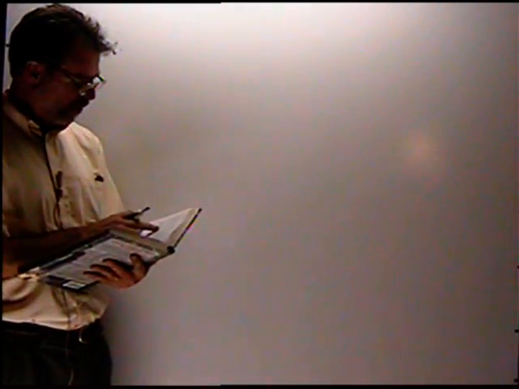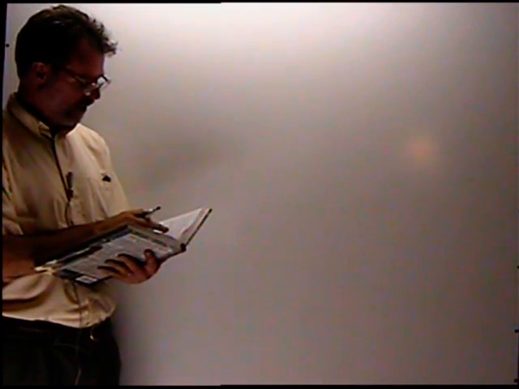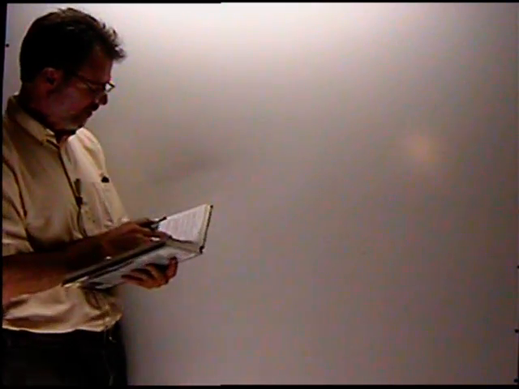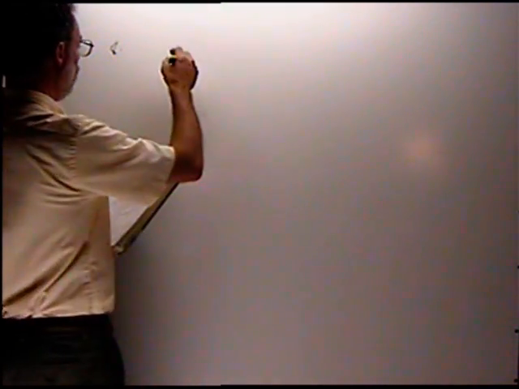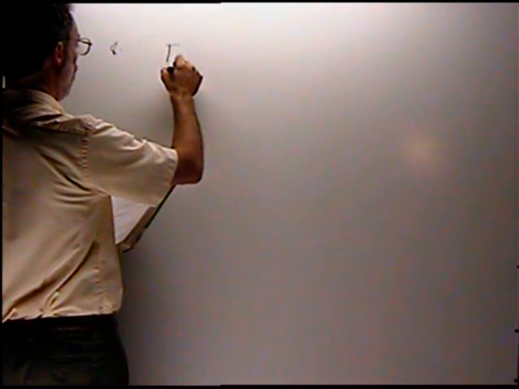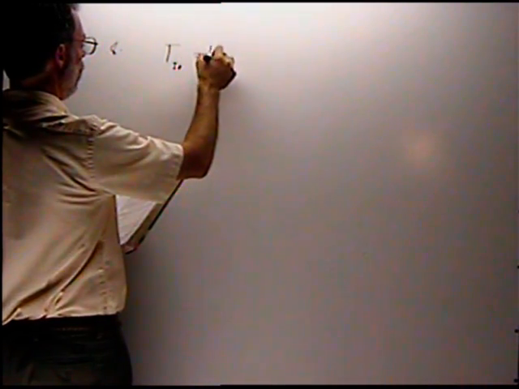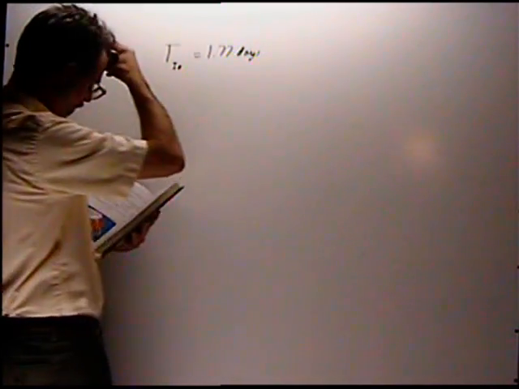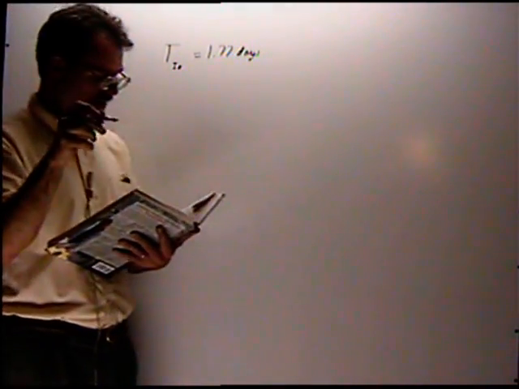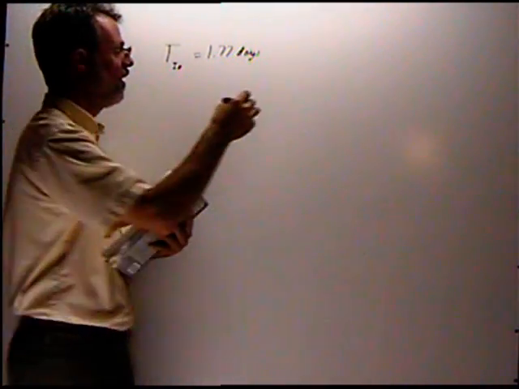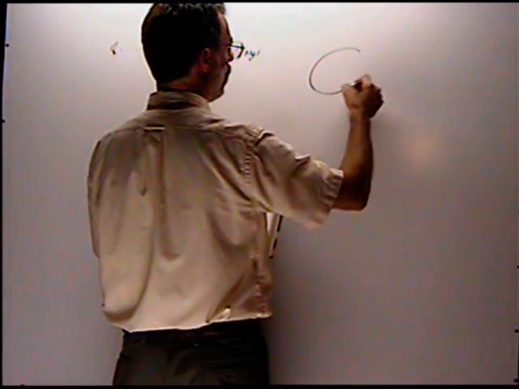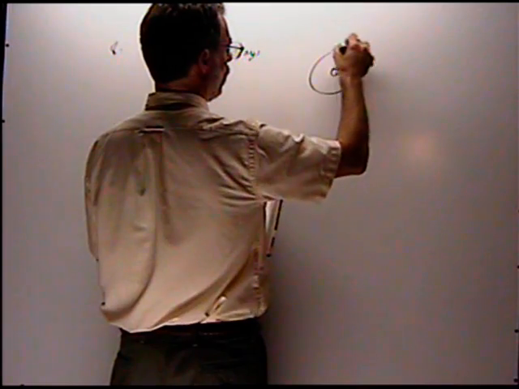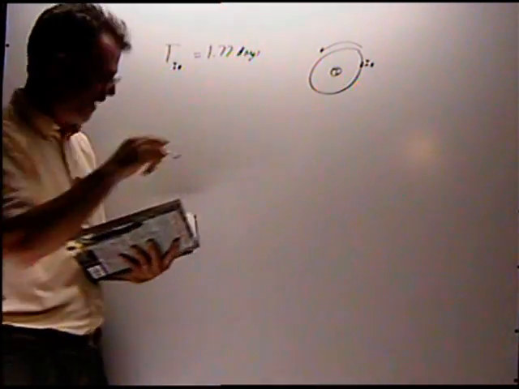Okay, the orbital period of Io, one of Jupiter's moons, is 1.77 days. So it gives you the period of Io is 1.77 days. That's days around, the moon Io around Jupiter. Here's Jupiter in the middle, and here's Io. So it's the orbital period around Jupiter.